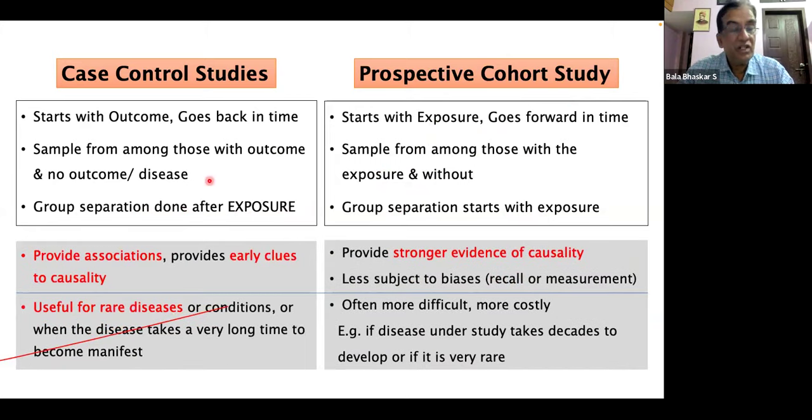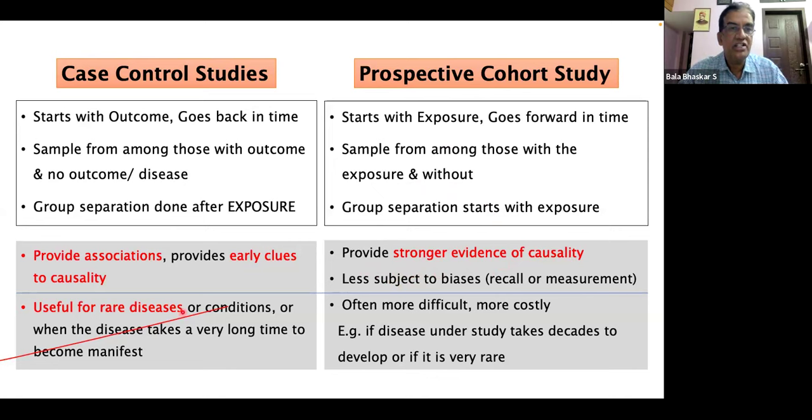And next, what is the benefit here? Case control studies can provide associations and provide early clues to causality, whereas prospective cohort studies are relatively better in terms of providing the evidence of causality as compared to case control studies. And they are less subject to biases, because retrospective means we don't have any control. It has already happened. When it is a prospective study, probably there is lesser scope of all these things.